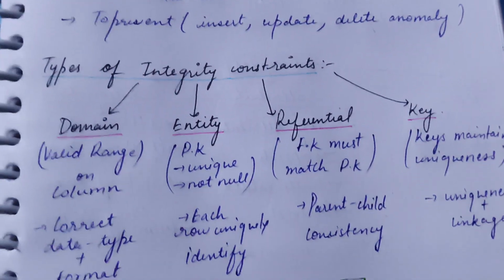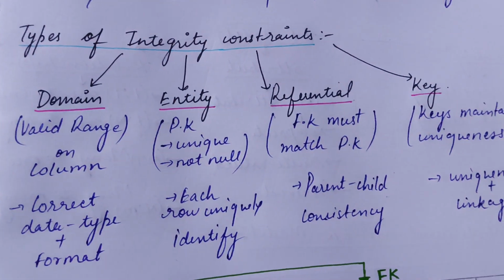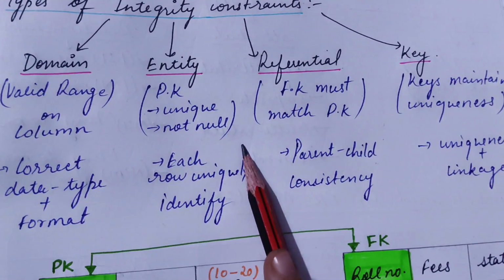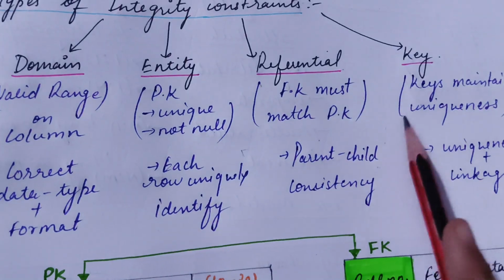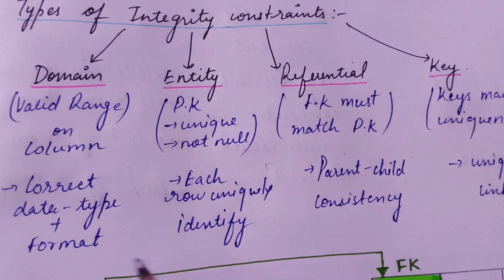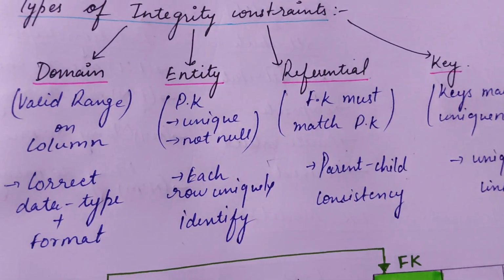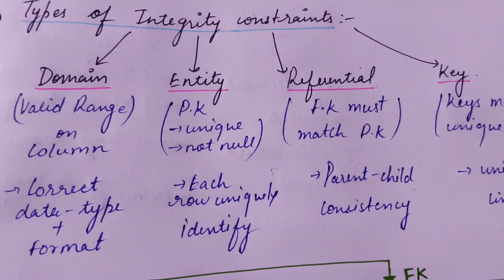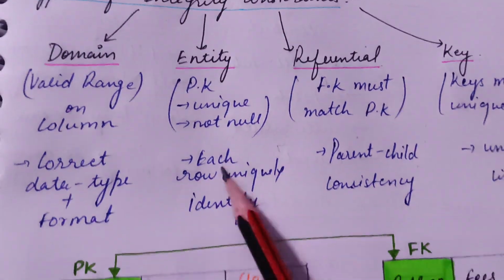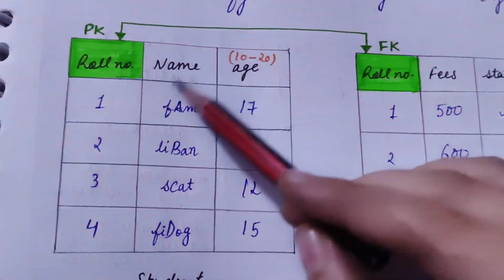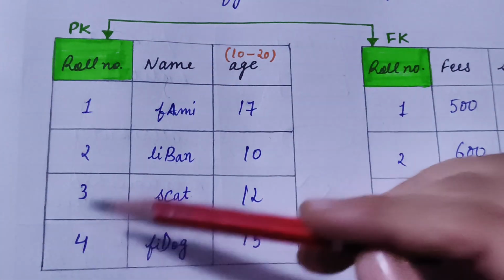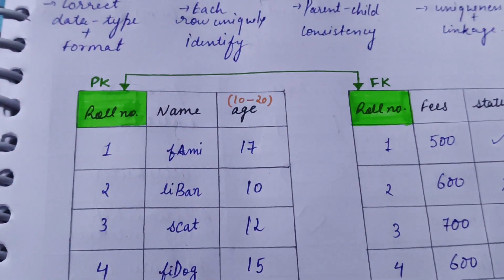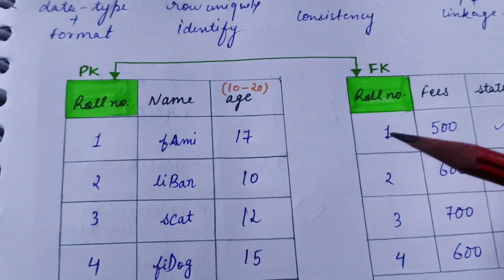There are four types of integrity constraints, that is domain, entity, referential and key integrity. So first of all, let's talk about domain. Basically, a domain constraint ensures that each column in the table should have a valid data type or format.